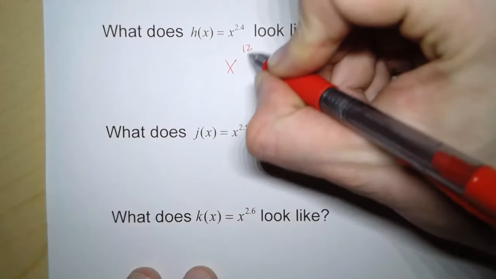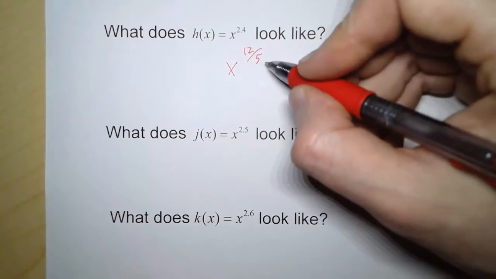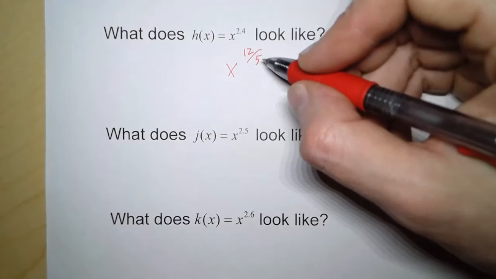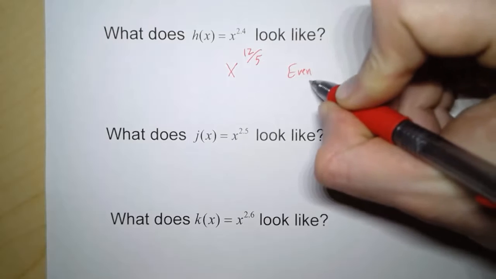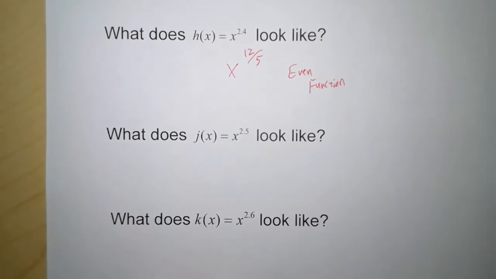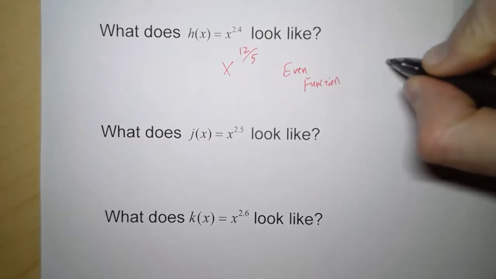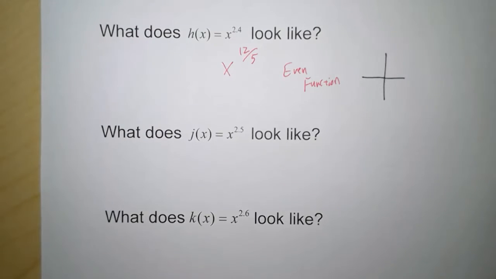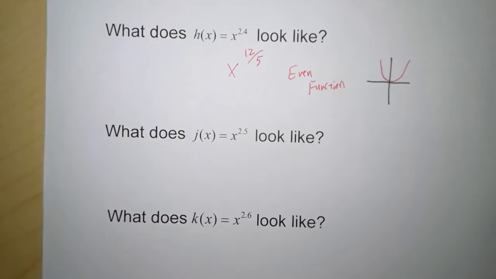And so we have 12 over 5. So we have an even number on top and an odd number on the bottom. So that means this is going to be an even function. And so if you check Google Classroom for the warm-ups from the past 2 days, you'll see what we worked on to get to that. And so this is going to look very much like x squared. Not identical to, but it's going to be very much like it.